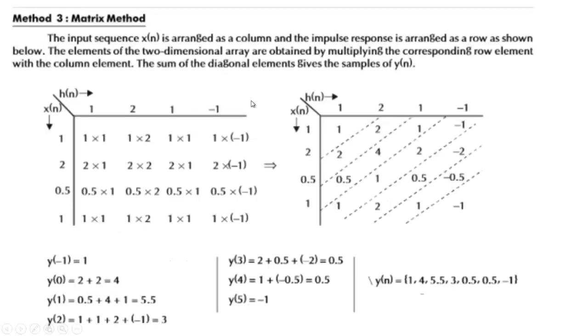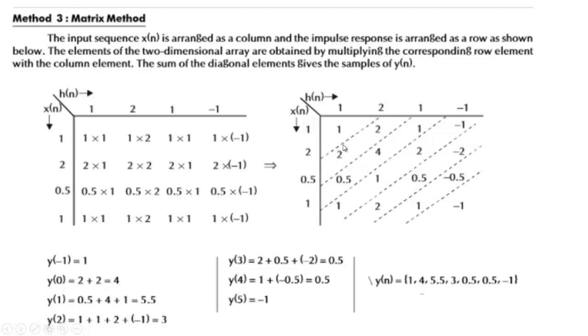Next we'll move towards the matrix method. Here also we'll consider the same problem, that is the two sequences x of n and h of n. So we have plotted the x of n over here, that are the values 1, 2, 0.5 and 1, and the h of n 1, 2, 1 and minus 1. So 1 into 1, 1 into 2, 1 into 1, 1 into minus 1. Similar way, 2 into 1, 2 into 2, 2 into 1, 2 into minus 1. Similar way for the other two also we have done.